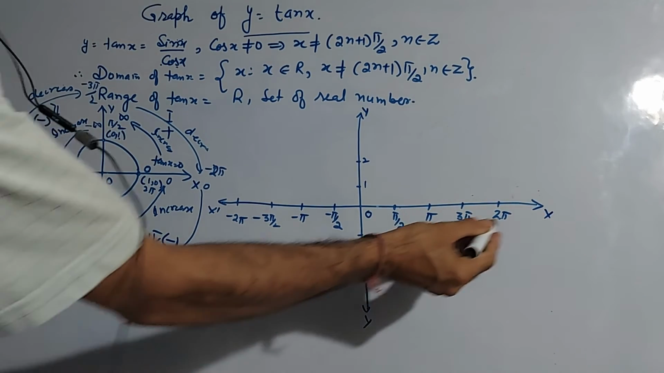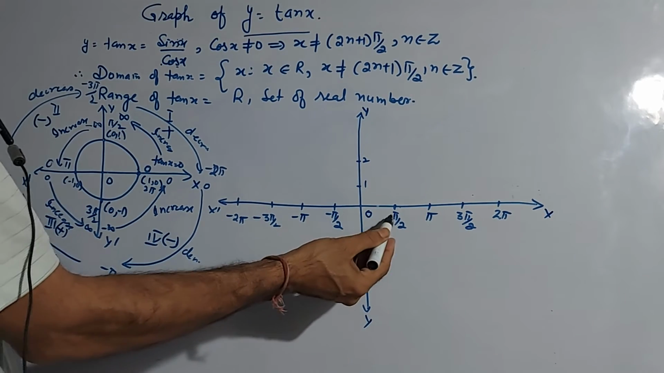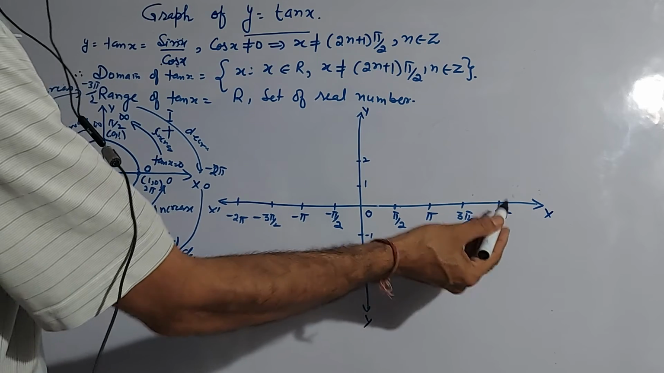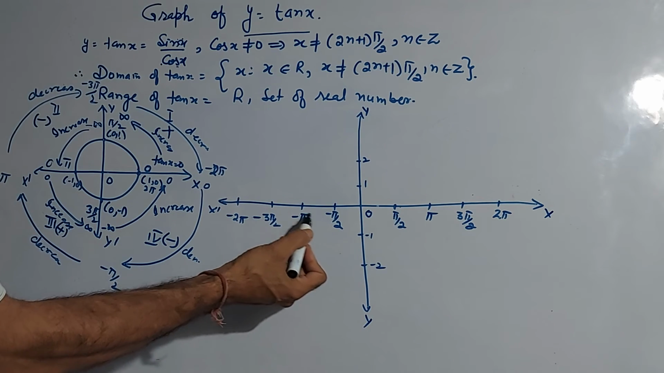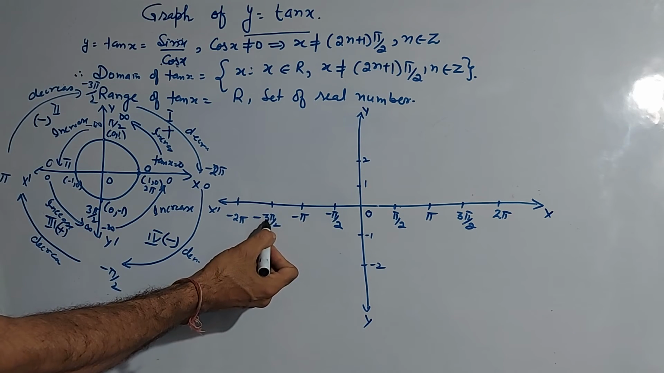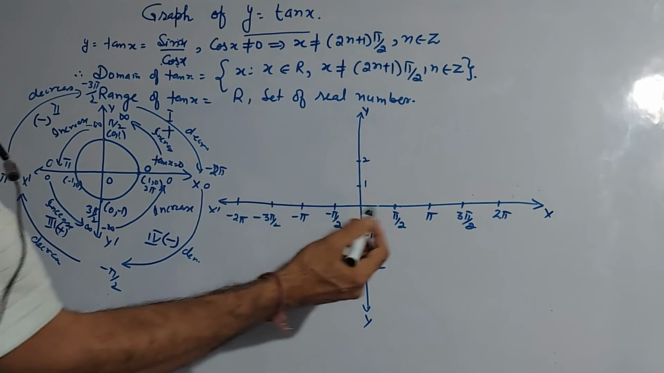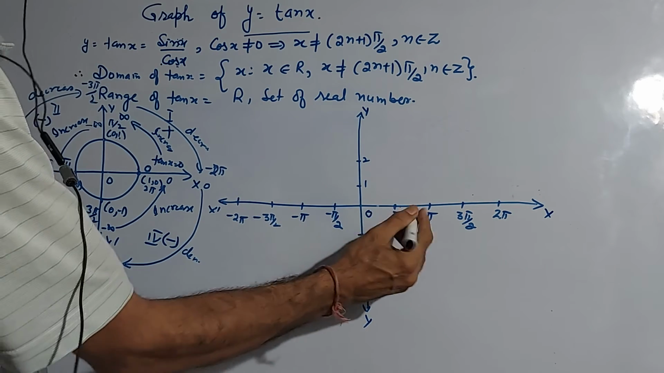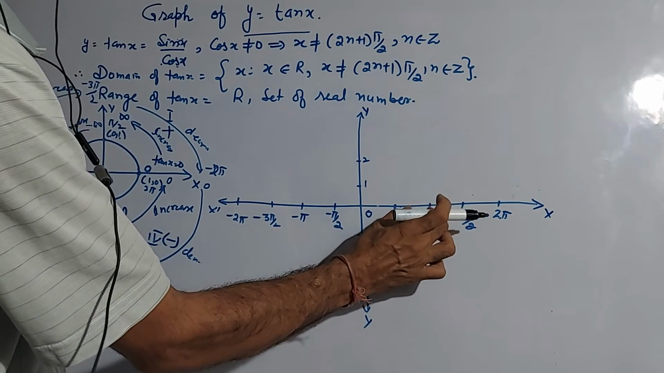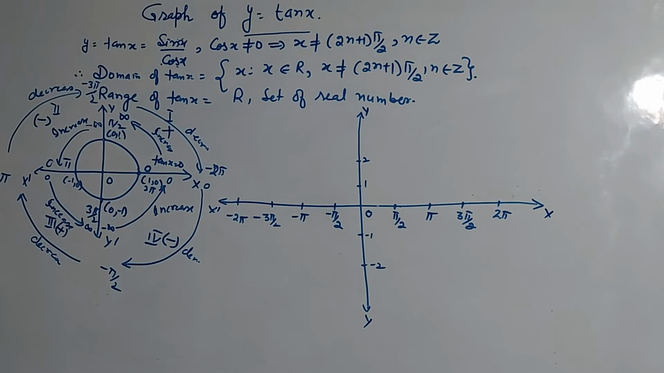Here, this is the x-axis. These are the points 0, pi by 2, pi, 3 pi by 2, 2 pi, minus pi by 2, minus pi, minus 3 pi by 2, and minus 2 pi. Each part is of 90 degrees, and so on.